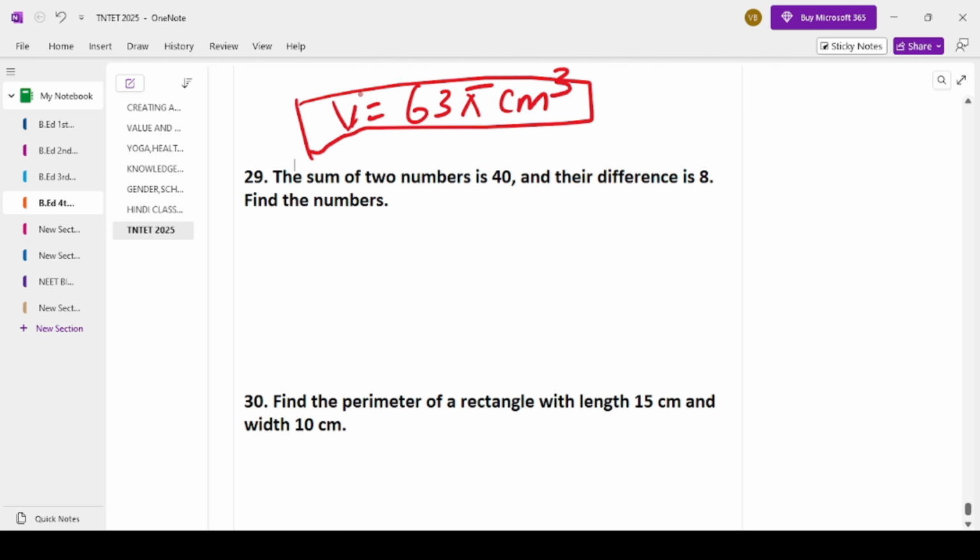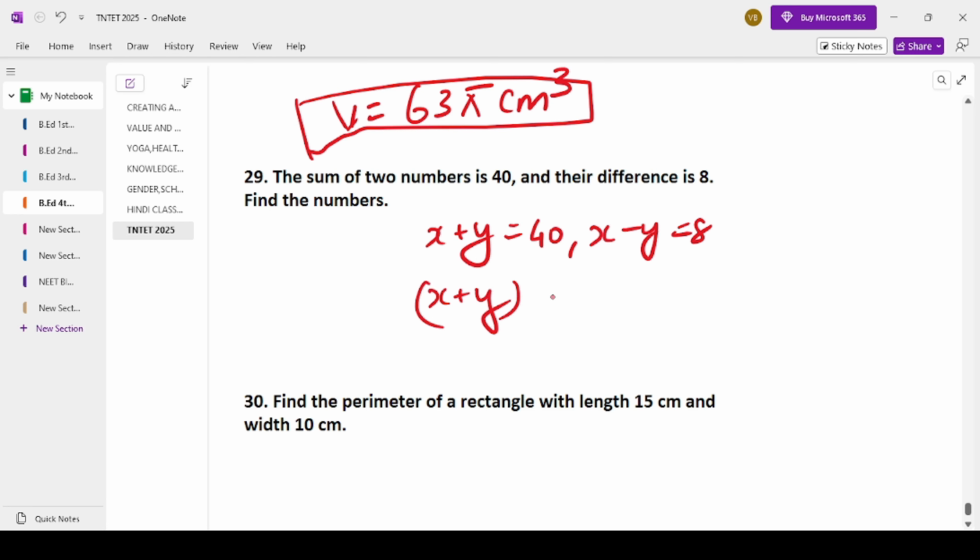The sum of two numbers is 40, the difference is 8, find the numbers, they ask. So we have already done this model type of sum. What sum are they asking? They have given 40. What difference have they given? 8, right. So now if you add both, x plus y plus x minus y equal to, so the sum of the two numbers is given as 40.